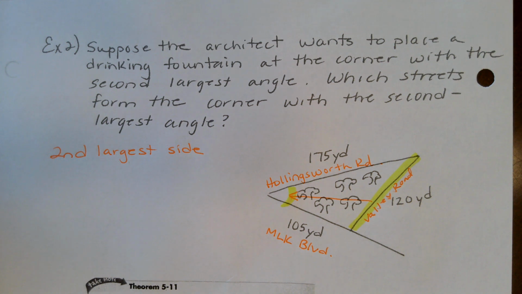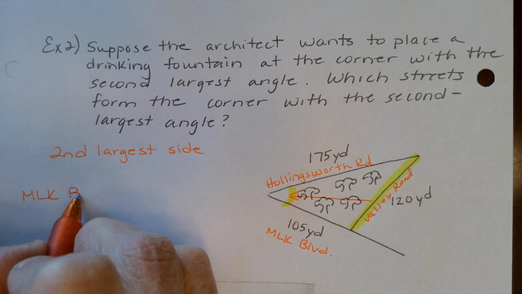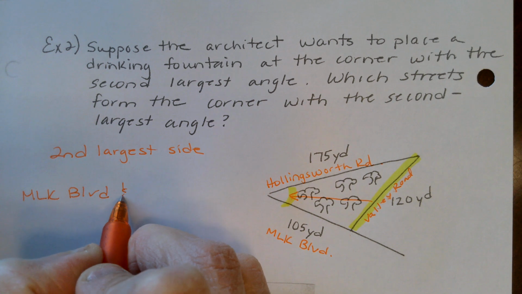And to answer the question properly, it says which streets. So we need to look at now what intersection that is. It's MLK Boulevard and Hollingsworth. So MLK Boulevard and Hollingsworth.